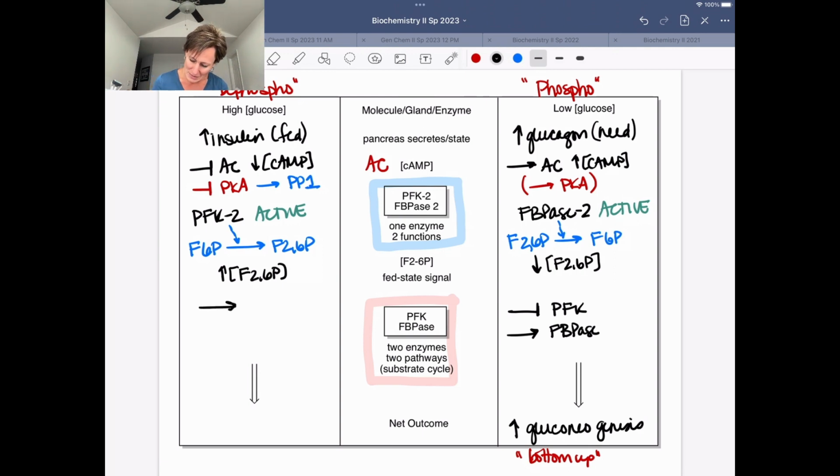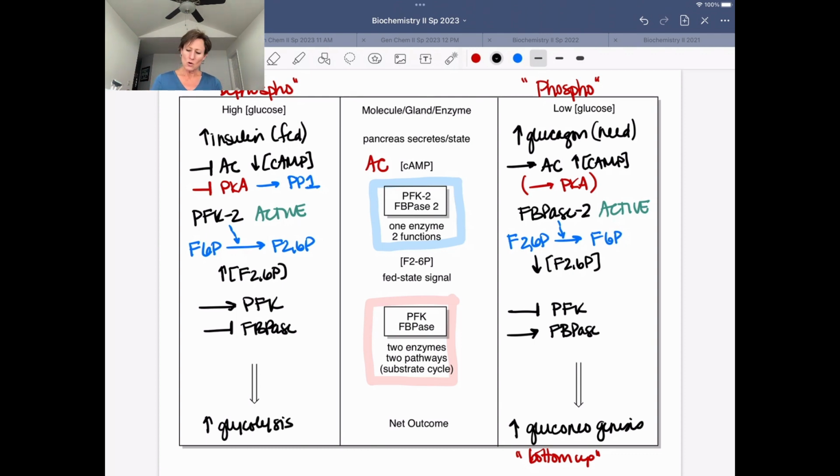So now we are going to be activating PFK. Could not write there for a second. Let me fix this here. I'm going to activate PFK. We are going to be inhibiting FBPase. Okay, so activating PFK means we are going to be activating glycolysis.